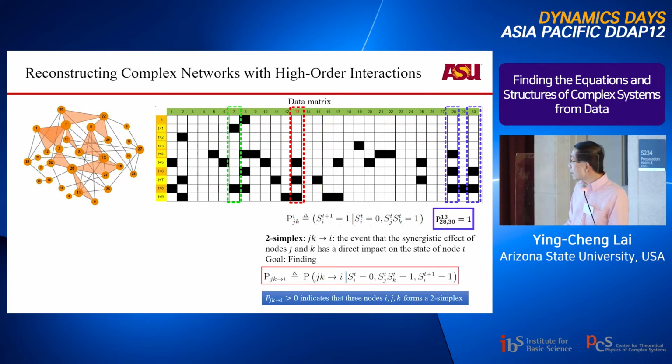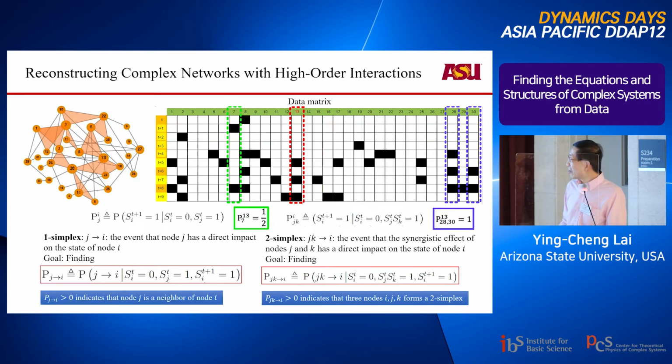And then we follow the same suit. We say, well, we're going to figure out the 2 simplex. jk goes to i. This is an event, and that is the synergistic effect of nodes j and k having a direct impact on the state of node i. So basically we try to find this conditional probability. And if we can determine that this is different from 0, that indicates the 3 nodes actually form a 2 simplex. But this is not easy as well.